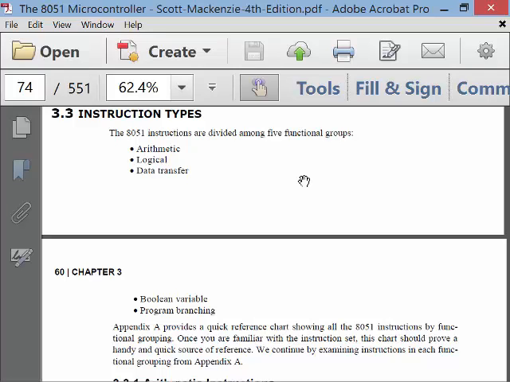We've got data transfer. That's our move instructions. That's about all we've been doing so far, has been moving, right? Then Boolean variables, where we can go through and do some Boolean operations, and then program branching. That's our jumps and our calls. Those are our 5 groups, and if we look at the index, we can get the whole list.